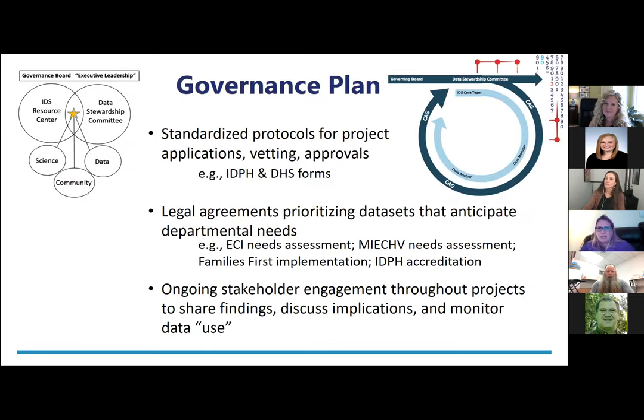So our governance approach has some standard protocols for project approvals and vetting. So again, back to this really understanding the what and why piece, there are key people at the table from the very beginning to be able to decide whether projects move forward. The legal agreements that we have in place articulate which data elements and which data sets we can include, and we prioritize things that we know are going to be relevant for the state. So for example, our ECI does an annual report, they do periodic needs assessments. Our federal MIECHV program, the federal home visiting program, does needs assessments every couple of years. We have different legislative reasons why data needs to be in there, and we try to anticipate that when we write our legal agreements so we're ready to go. And we have ongoing stakeholder engagement throughout.